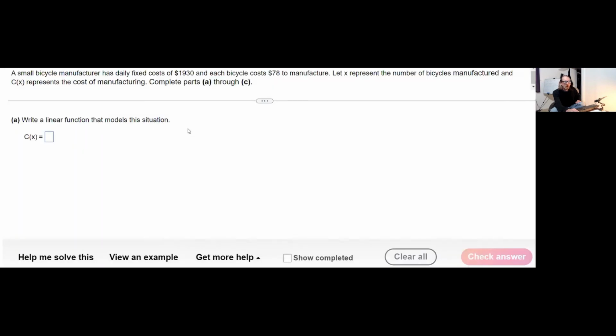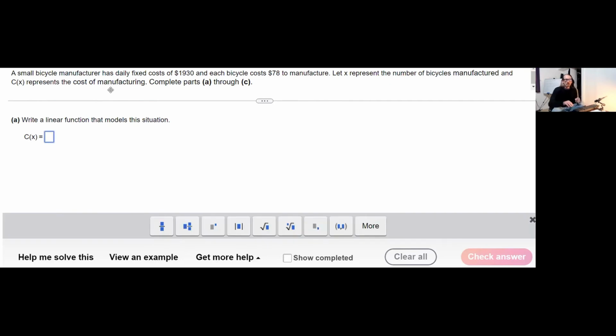And finally, we're told a small bicycle manufacturer has daily fixed cost of $1,930, and each bicycle costs $78 to manufacture. Let x represent the number of bicycles manufactured, and C of x represent the cost of manufacture. So this would be talking about the daily cost. We have cost per bike times number of bikes, plus the fixed costs, which do not rely on x.